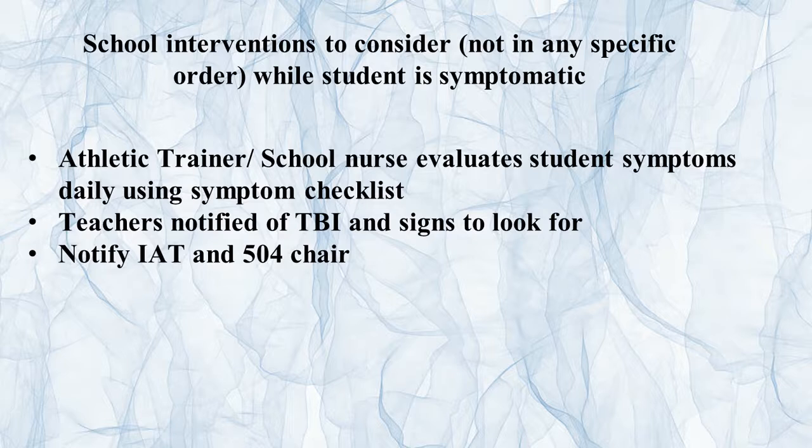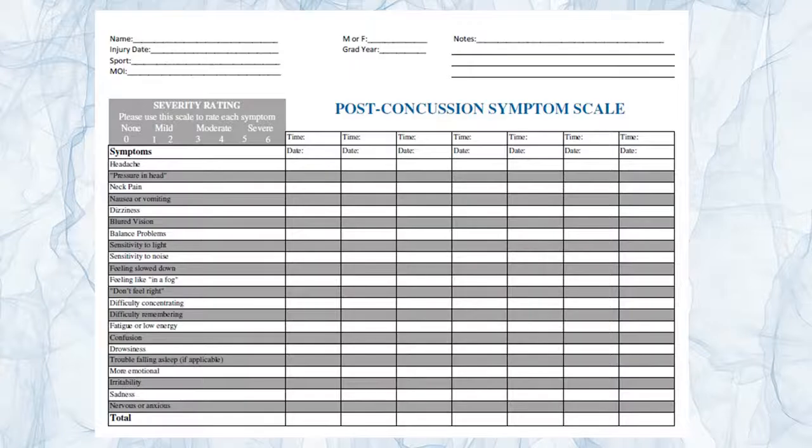So the athletic trainer or the school nurse evaluates the student's symptoms every day using a symptom checklist. We notify teachers of traumatic brain injury symptoms and what to look for, notify the IAT and the 504 chair, because we're going to put things into place for about 10 school days. And if we go beyond 10 days, we really need to meet as a team and decide if there's further interventions that need to be put into place, if this student needs to be considered for a 504.